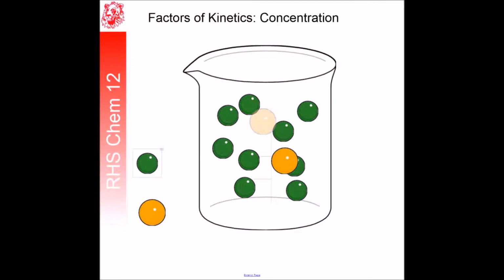Fortunately, if we also add some more yellow molecules to this, then the rate of reaction can increase as well, because this green one could get hit by that one but not be quite right, but could get hit by that one and it would be right. And so increasing both chemicals will also increase the rate of reaction.